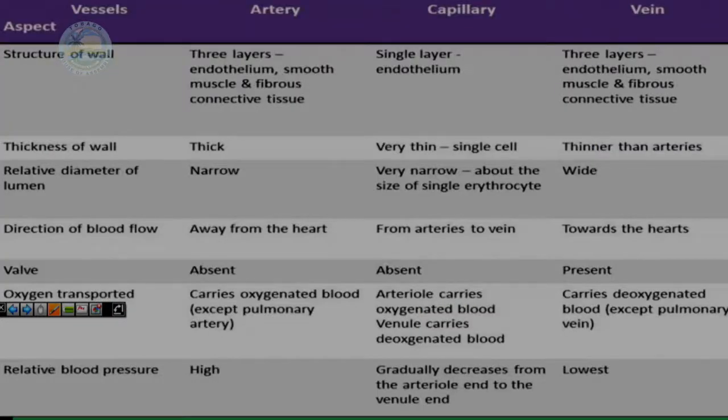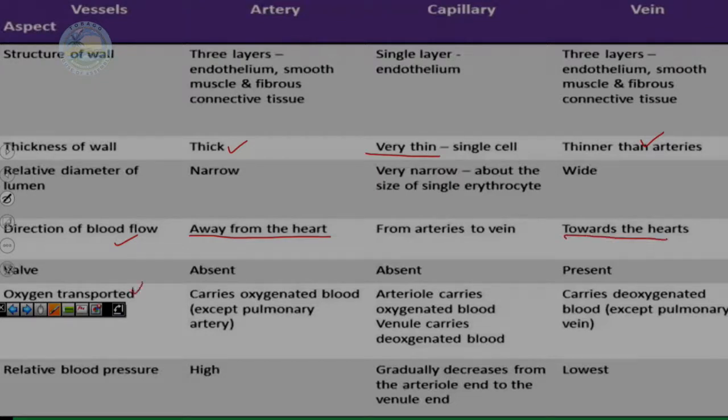Okay, so you need to be able to know the differences between the artery, vein, and capillaries, and these are listed here. So we can go through a few of them. In terms of the thickness of the wall, the artery's wall is very thick, while the vein is thinner than your arteries. And of course, the capillary is very thin. Let us look at direction of blood flow. Blood in your arteries flows away from your heart, and blood in your veins flows towards your heart.